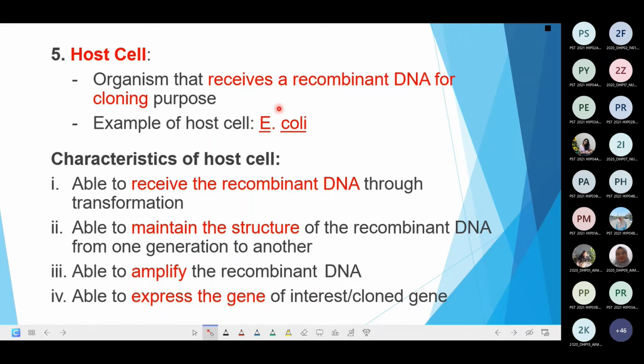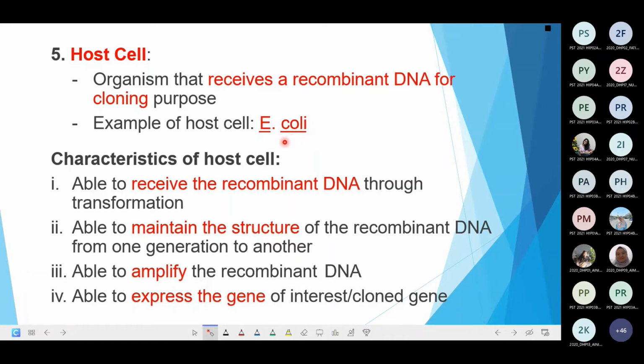So if you notice, the bacteria E. coli is very, very popular in this procedure of gene cloning, because this bacteria has many purposes. Number one, just now we said that E. coli can be the source of the cloning vector that we call the plasmid. Okay, that is number one.